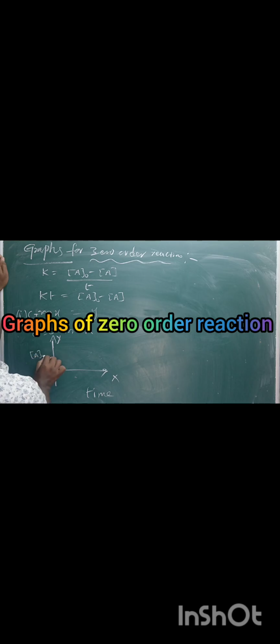It is compared with a straight line, y is equal to mx plus c, where c is equal to 0, m is equal to k, slope k. The plot is time on the x-axis versus change of concentration, A naught minus A, on the y-axis. Intercept c equal to 0 means the straight line is passing through the origin. Slope m is equal to k. This is the first graph.